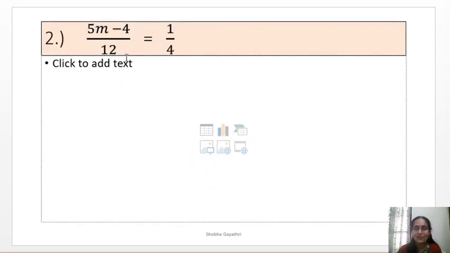We will solve the next sum. Next sum is 5m minus 4 by 12 equals 1 by 4. First let us keep the left hand side 5m minus 4 as it is. Transpose 12 first to the right hand side. The whole term 5m minus 4 is divided by 12. So now you have to transpose 12 to the other side.